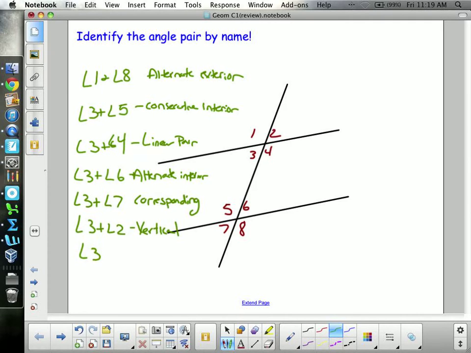How about angle 3 and angle 8? None. Yeah, no relationship. Okay, 3 and 8 have no relationship.